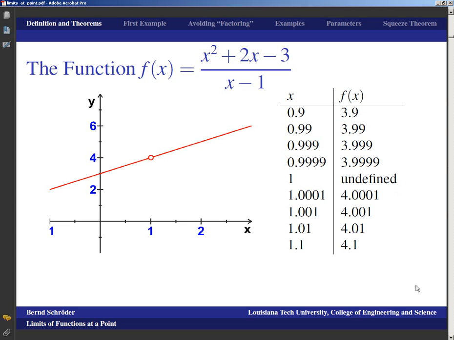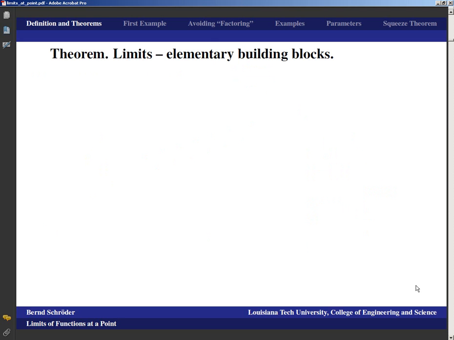So we need something to allow us to compute limits, and that's the limit laws, which consist of elementary building blocks as well as ways in which limits connect with the algebraic operations. The elementary building blocks are, we just look at p being our point where we compute the limit, and let c be a real number. Then the limit as x approaches p of c is c.